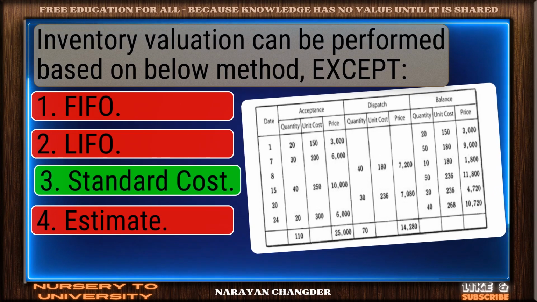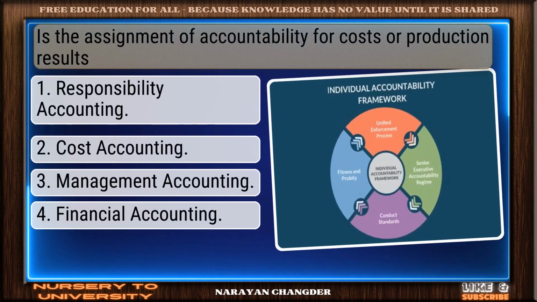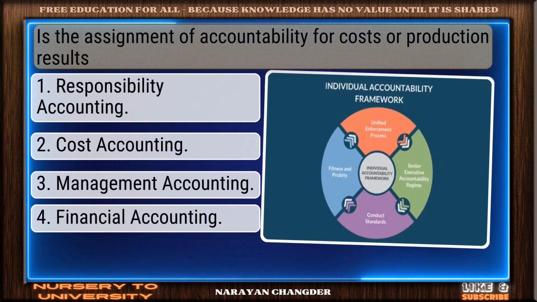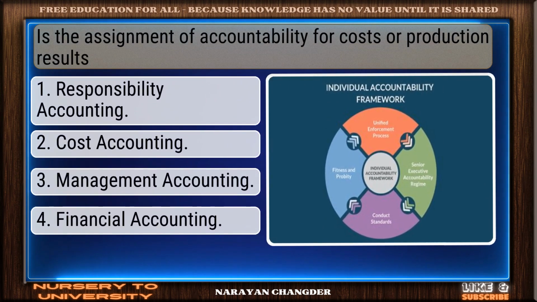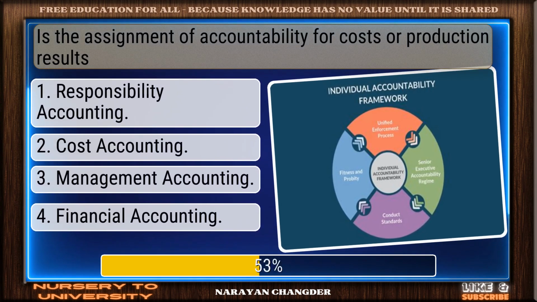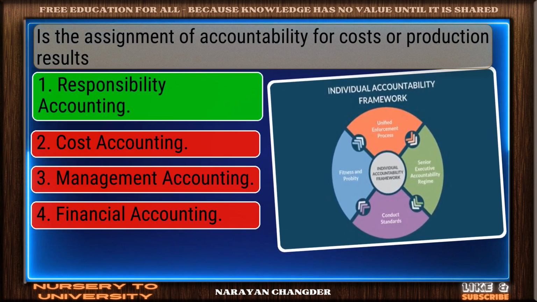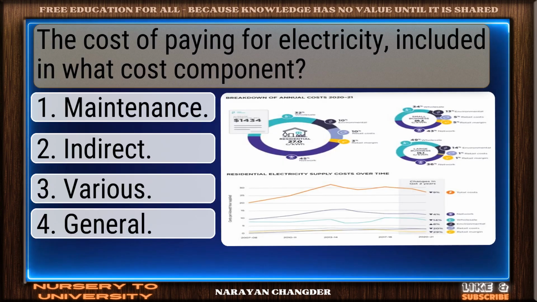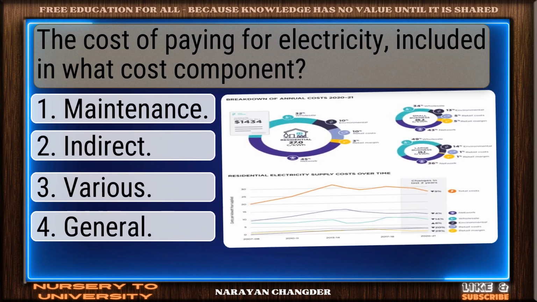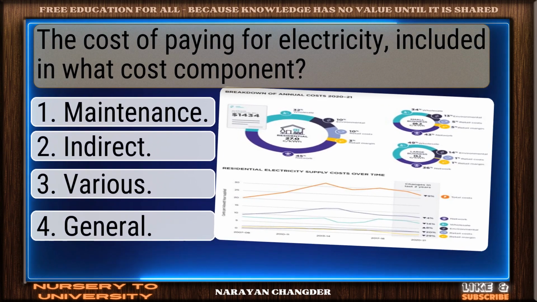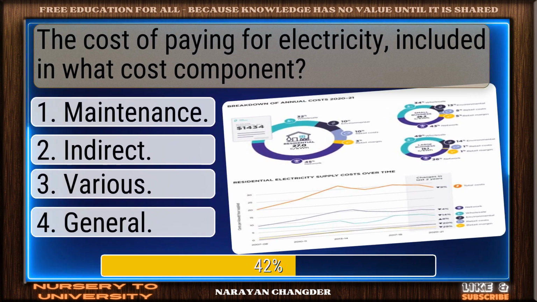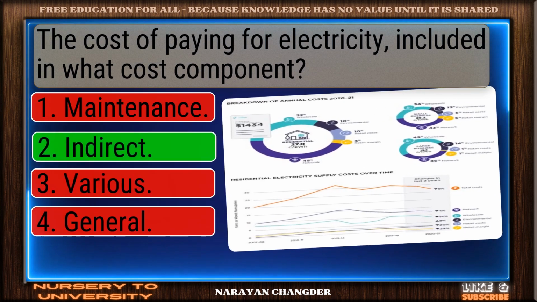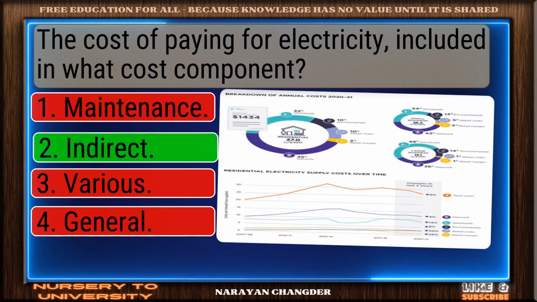On track, standard cost is correct. Is the assignment of accountability for costs or production results? Good thinking. Responsibility accounting is right. The cost of paying for electricity included in what cost component? Right again. Indirect is valid.